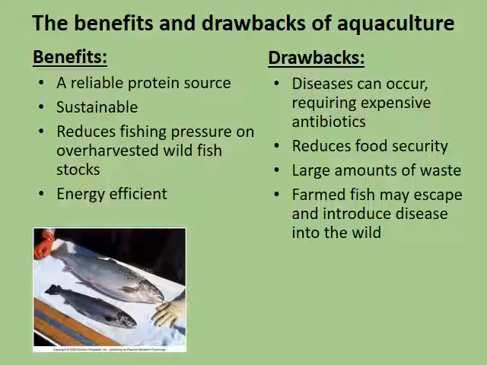The drawbacks are that it's like a CAFO. You have a highly concentrated amount of organisms in a small space, and it requires expensive antibiotics. It reduces food security because all of them can die at once. They produce insane amounts of waste. Farmed fish may escape and introduce disease into the wild. And a lot of sensitive ecosystems are being destroyed for fish farming areas. In Asia, and specifically in Thailand, a lot of the mangrove forests are being cut down for fish farming operations, shrimp mostly.